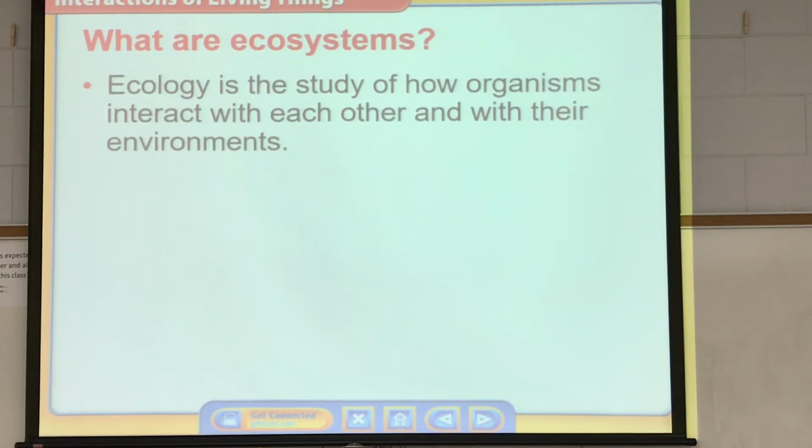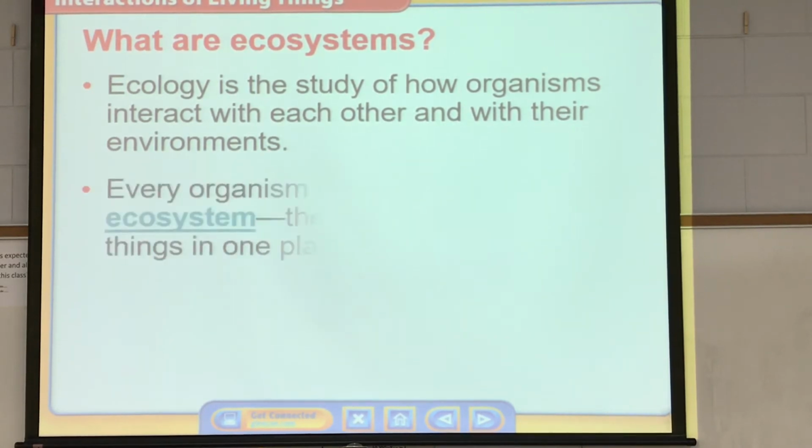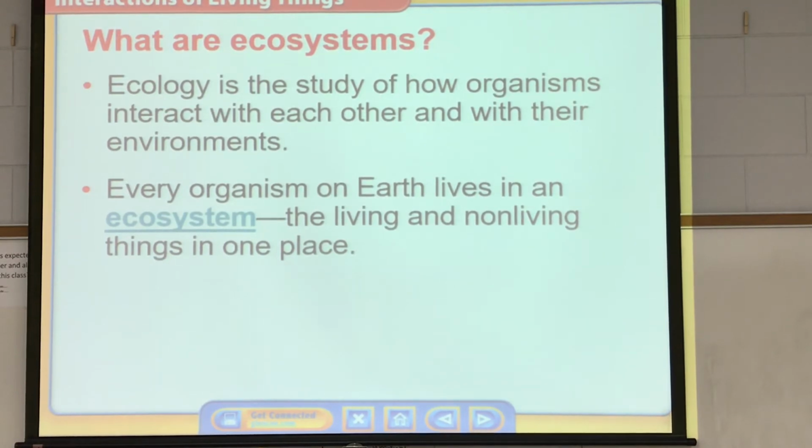So what exactly is an ecosystem? Well, if you want to be an ecologist, you study how organisms interact with each other and with their environments. Every organism on Earth lives in an ecosystem. An ecosystem is defined as the living and non-living things in one place. That ecosystem could be your front yard, around a barn on a farm, in your garden, a pond out back or a stream or a river, a desert, the tundra, or Antarctica around the coast area. We talked about those last week in the biomes as well.